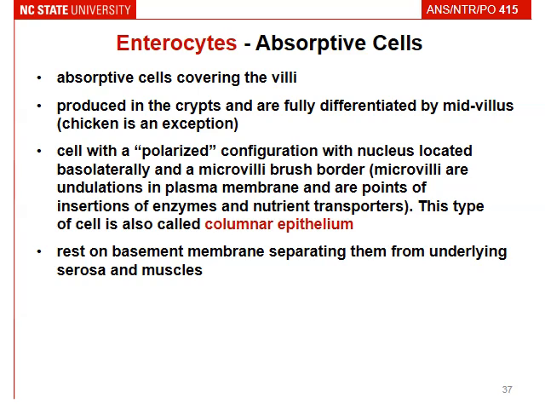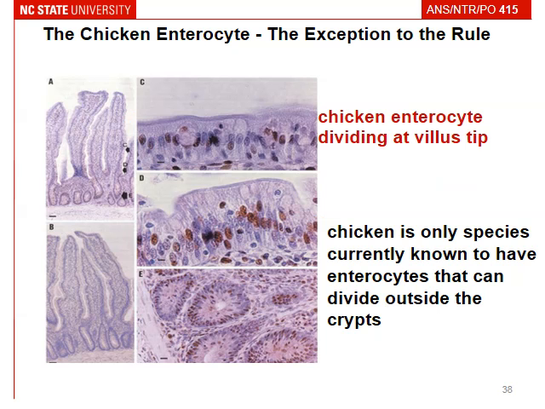These cells, when you look at them, are quite polarized, where you can see the nucleus is always located on the basolateral side, and the microvilli brush border are always on the other side. And this is very common, so we refer to these cells as columnar epithelium because they make a column, they're a single layer, and they rest on the basement membrane, separating them from the underlying serosa and muscle.